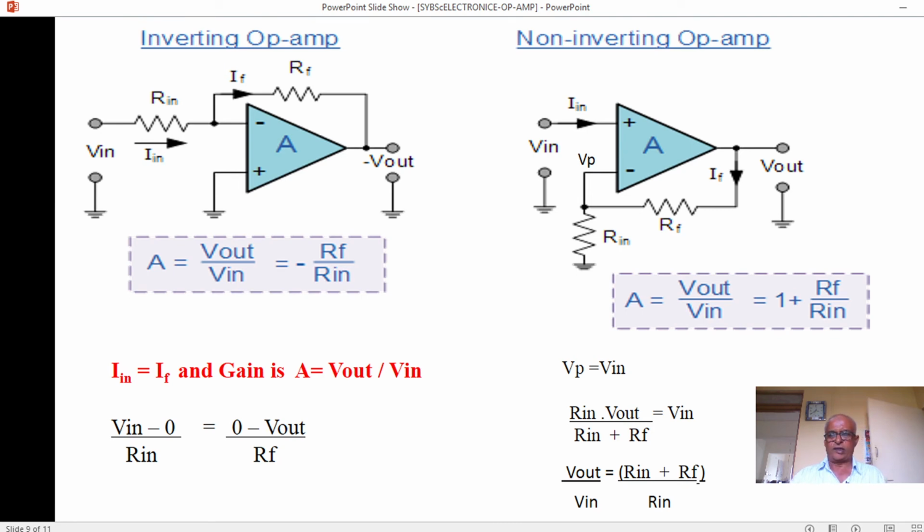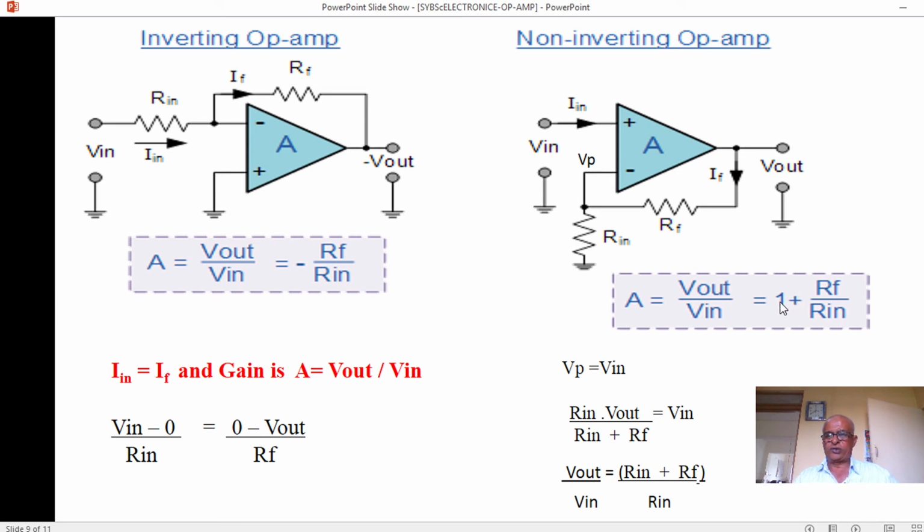Similarly, we can consider the non-inverting op-amp. In this case, input is directly given to the non-inverting terminal. Feedback is connected between the inverting terminal and the output, the same as the inverting op-amp, and there is a grounded resistance Rin. Now in this case the gain is 1 plus Rf upon Rin. The gain is similar, but here for non-inverting the sign becomes plus and we have to add 1.